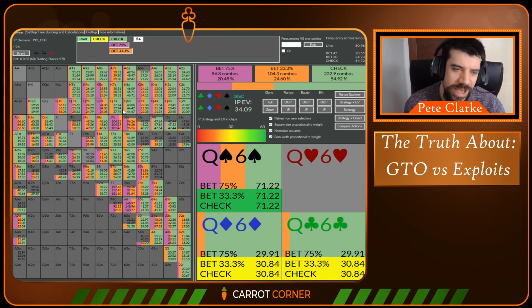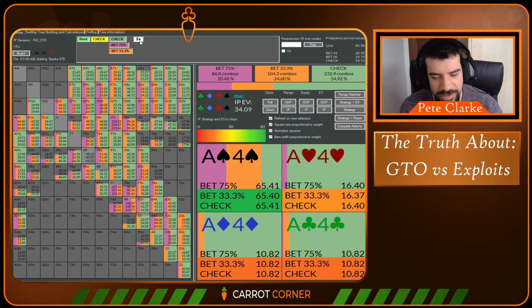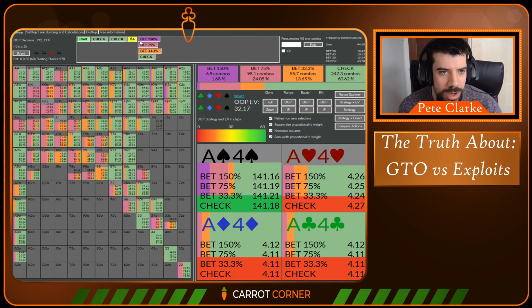So basically, in a nutshell, I think that Villain will arrive, if you guys play, let's say, 100 zoom, on the turn here with a range that is too poor in Jack X, too poor in flush draws, and is just basically going to have far too many air hands and low pairs, etc, etc.